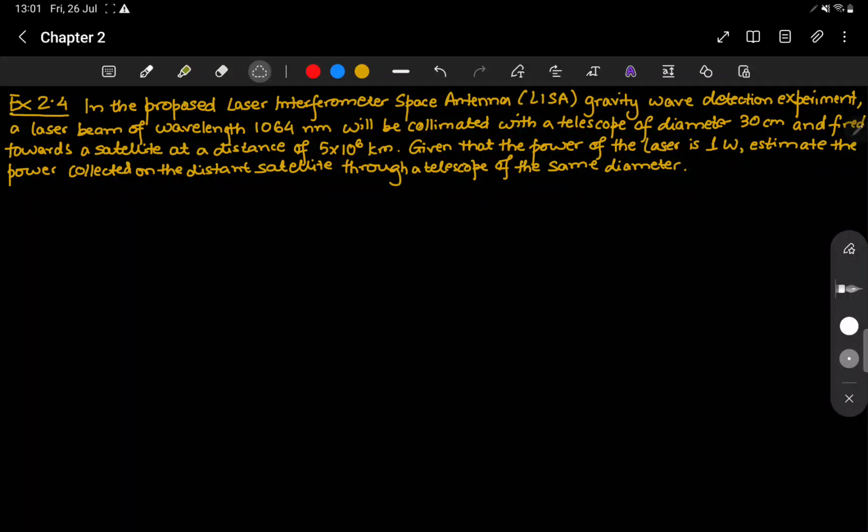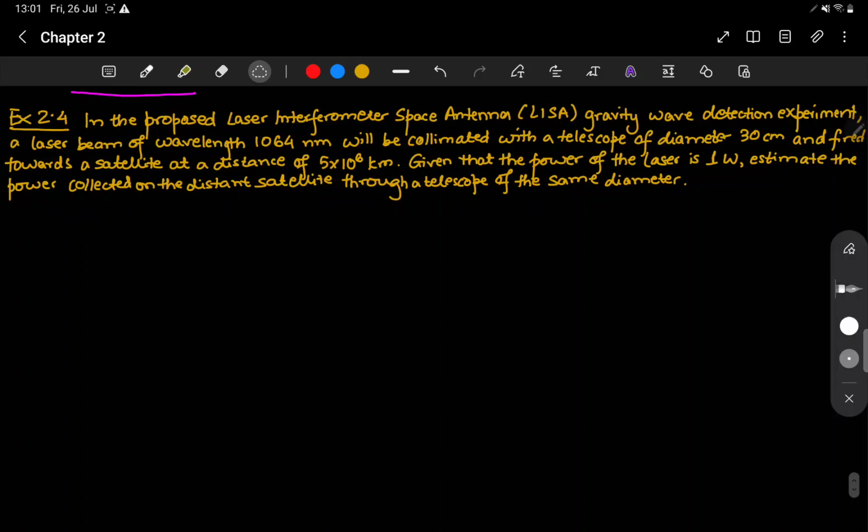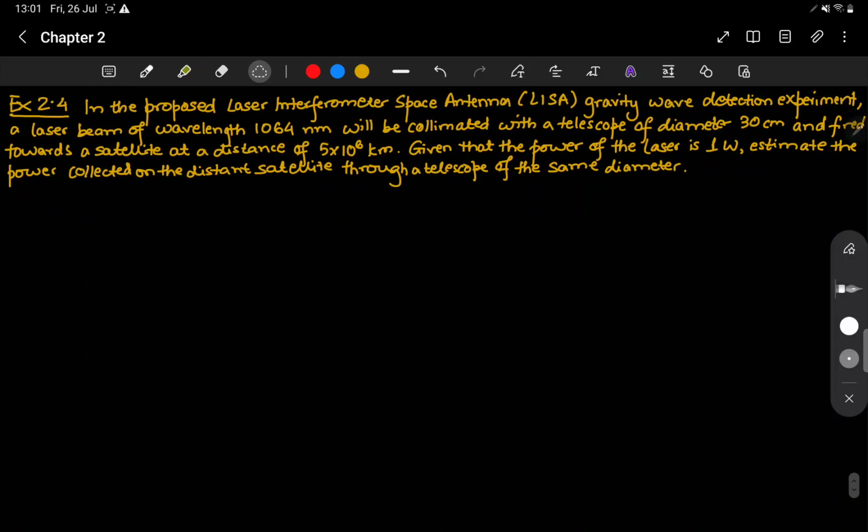This is problem 2.4. Let us first go through the question. I will read it out for you. In the proposed laser interferometer space antenna, or LISA, gravity wave detection experiment, a laser beam of wavelength 1064 nanometers will be collimated with a telescope of diameter 30 centimeters and fired towards a satellite at a distance of 5 into 10 to the power 6 kilometers.